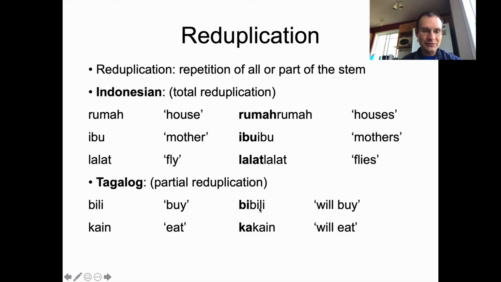Hopefully I'll walk through these and maybe you can see the pattern. Eat is kain and will eat is kakain. Enter is pasok and will enter is papasok. So hopefully you've caught on to this by now, but will buy is not bili bili. You just take the first syllable in these words and you repeat that at the beginning. So pa is the first syllable of pasok, ka is the first syllable of kain, and so on and so forth. That's what you reduplicate to create these words.